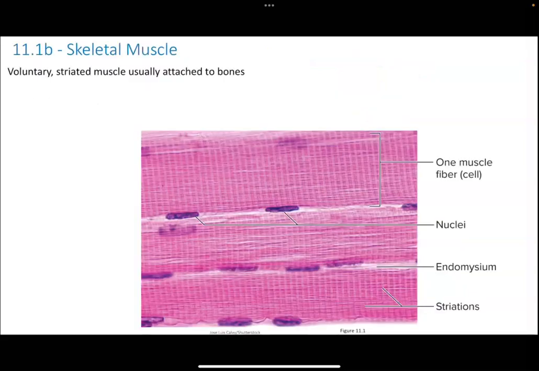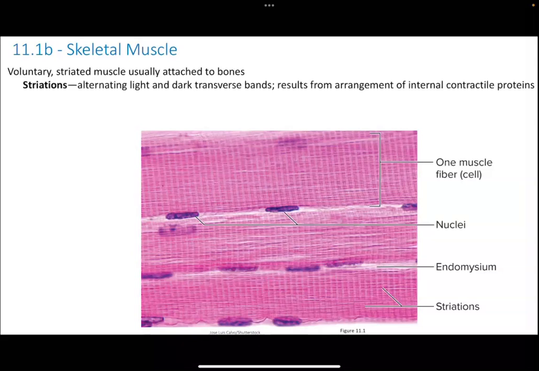We've seen a micrograph of skeletal muscle, but here it is again. Remember, this muscle tissue is voluntary, meaning it's under voluntary control. You can tell these muscles to contract or not. It's a striated muscle with these alternating striations of dark and light bands, and it's attached to bones usually. And as I said, these striations are alternating light and dark transverse bands, and they are this way because of the internal contractile proteins. And we will look at that in a minute to see how these contractile proteins and their arrangement give an alternating light and dark effect.